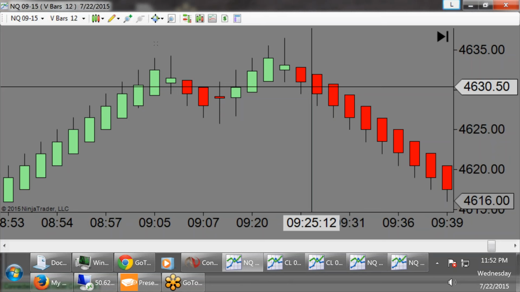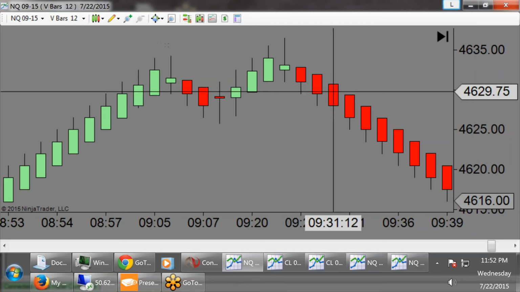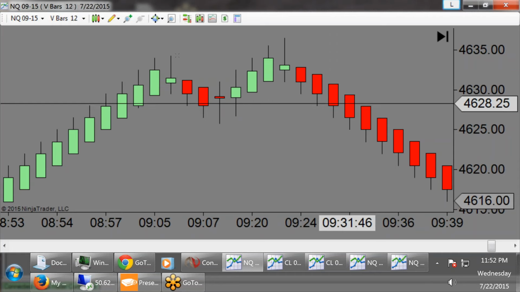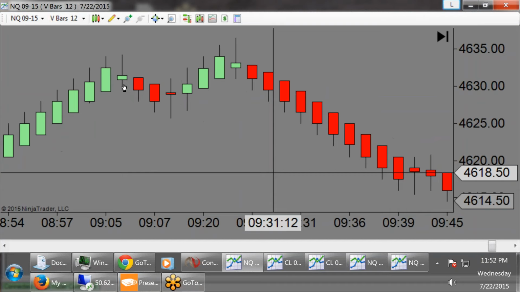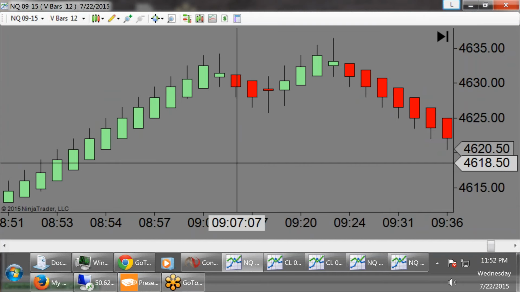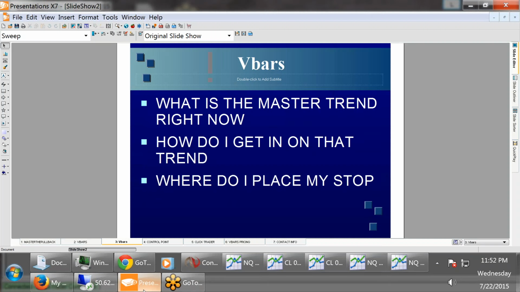And all you had to do was simply trail your stop. Every bar that finished, you just move your stop one tick above the previous bar's high. Here's your new stop. Here's your new stop. Here's your new stop. Here's your new stop. So on and so on. That's really the story of these V-bars. Again, you can see that they illustrate big picture what's happening in your market.